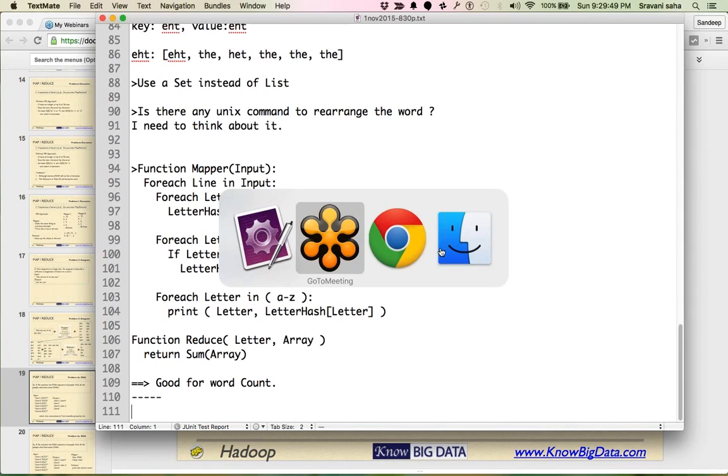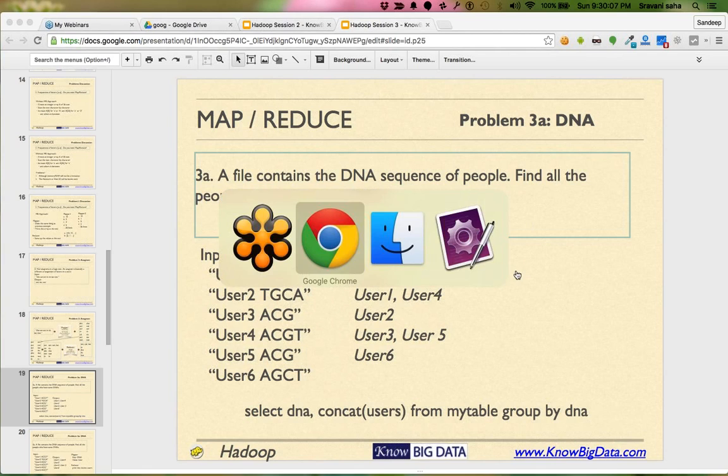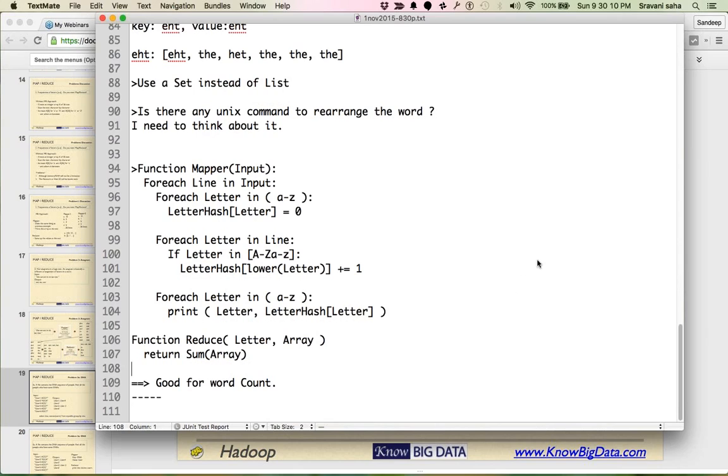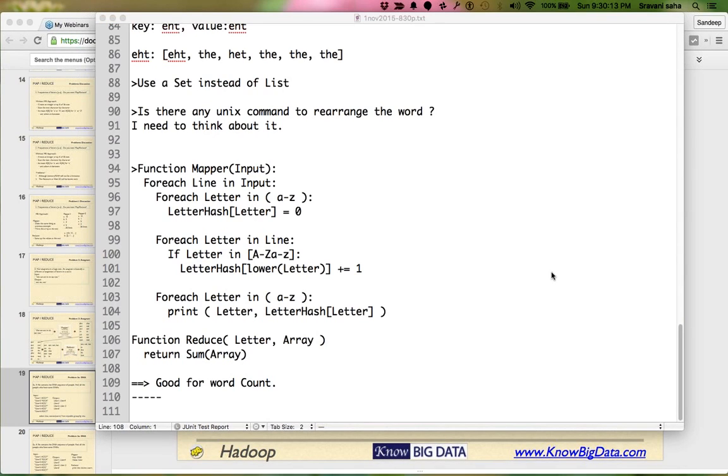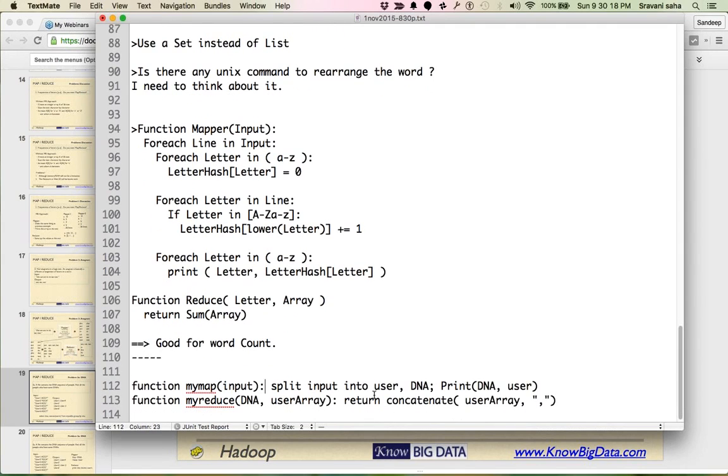His answer for this question. Please feel free to answer this particular question. We want to bring all the people together, group the people together whose DNA is identical. Let's have a look at what Randhir is saying. He is saying split input into user, space, DNA, and print DNA and user. So probably he's saying to make DNA the key.